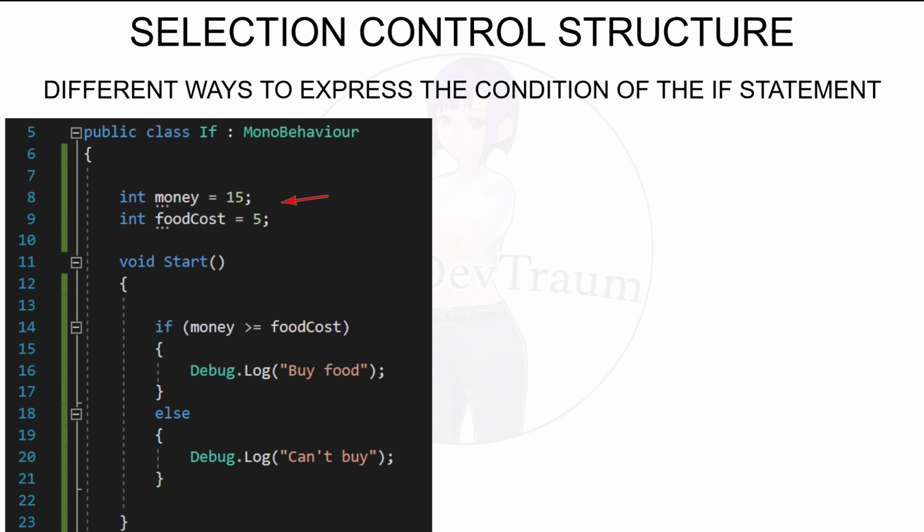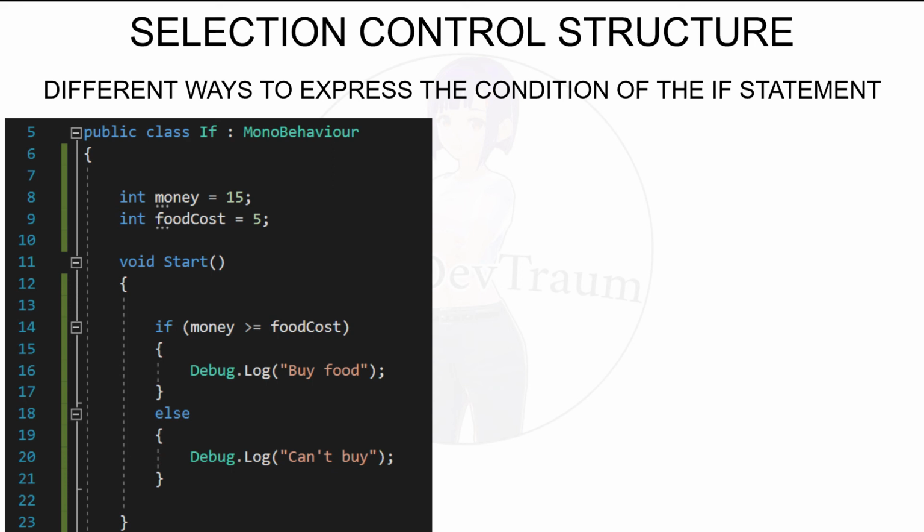Here I'm going to define 2 integers, one for the money we currently have and another for the cost of the food. And in this if statement, what I'm doing is asking if the money we have is greater than or equal to the cost of the food. If that expression is true, we buy the food. If it's false, we cannot buy it.